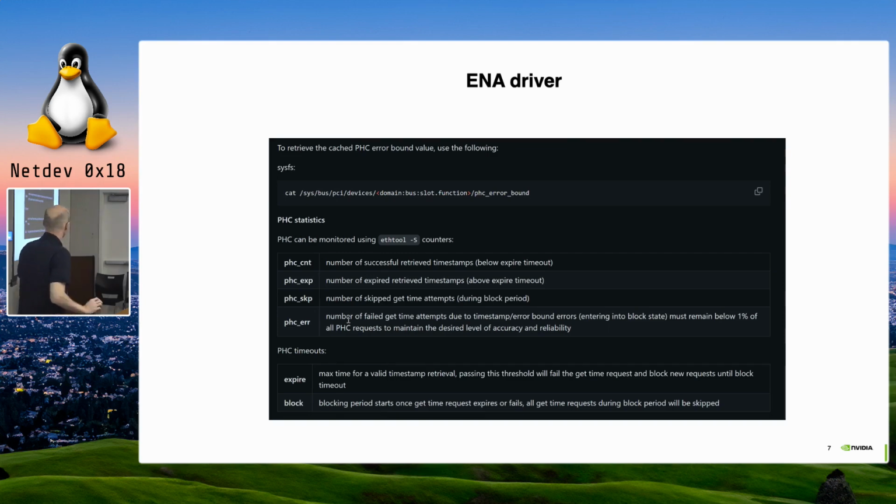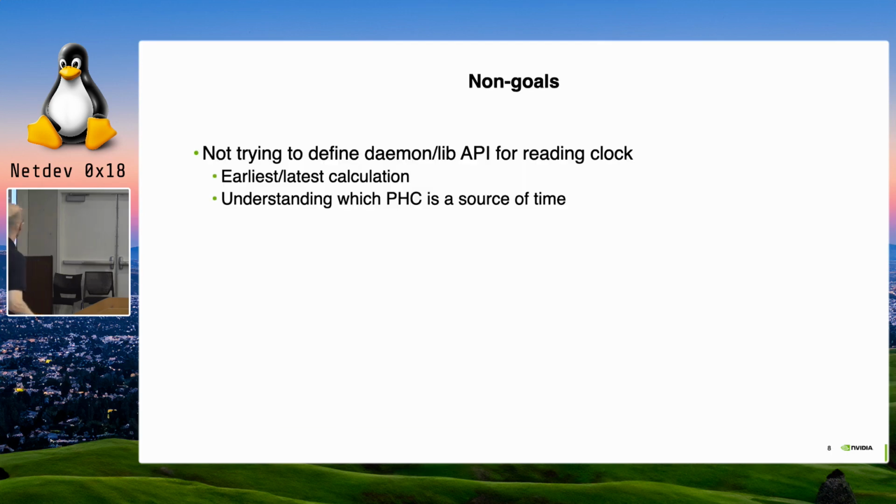So this is what the ENA driver does in their custom out-of-tree kernel implementation. What they expose is a PHC error bound sysfs file that exposes the error bound and additional statistics about the errors of the PHC. But when I started to explore the kernel code, I actually found that there is a better place, a better way of doing it, which I will talk about a bit later.